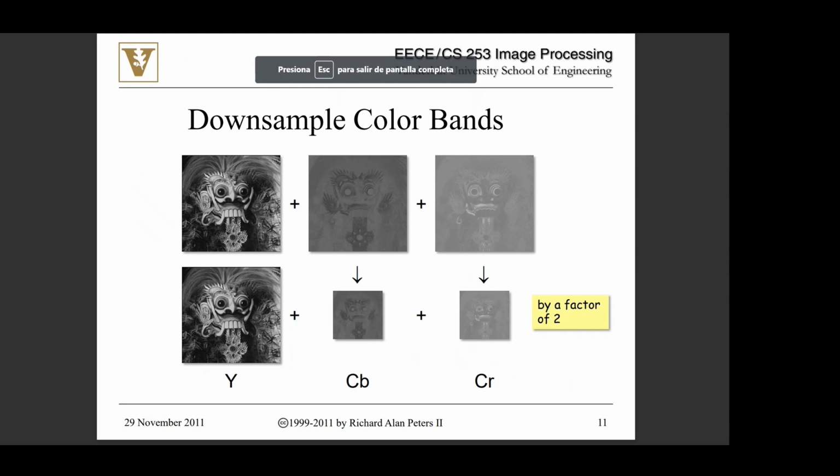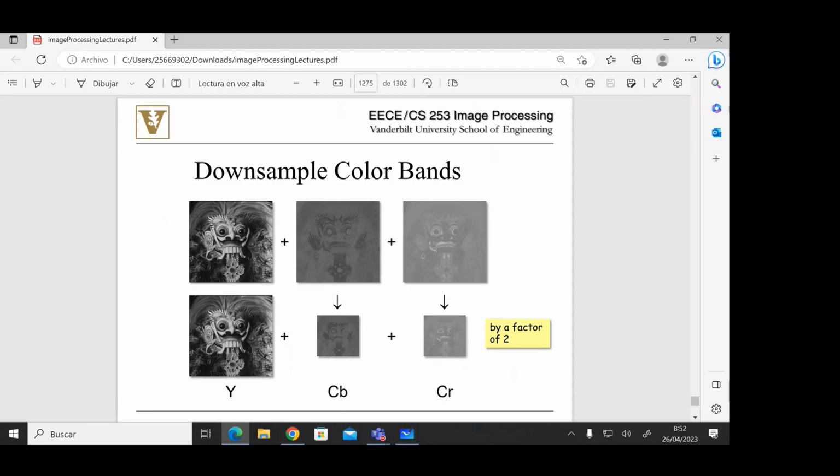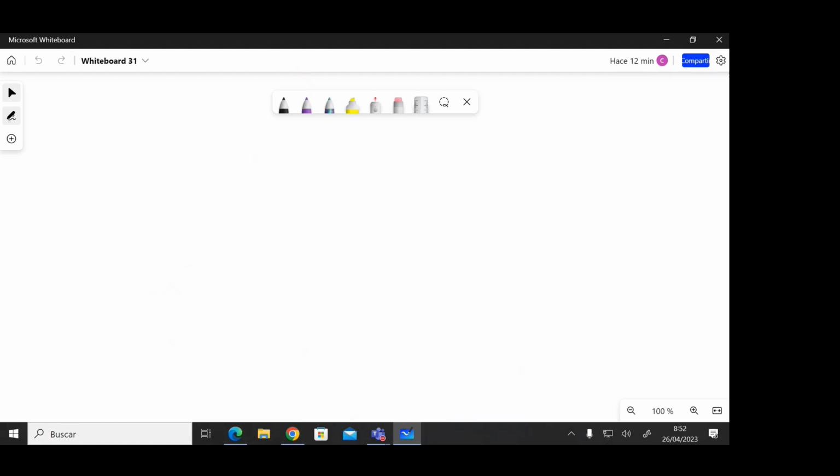And next step is to downsample the color bands. So the luminance stays as it is, but the 2 chrominance, they are reduced by a factor 2. And reducing by a factor 2, also we already saw this thing. We are much more sensitive to luminance than to colors. So if you remove information there, probably this will not be a disaster. How much are we saving?